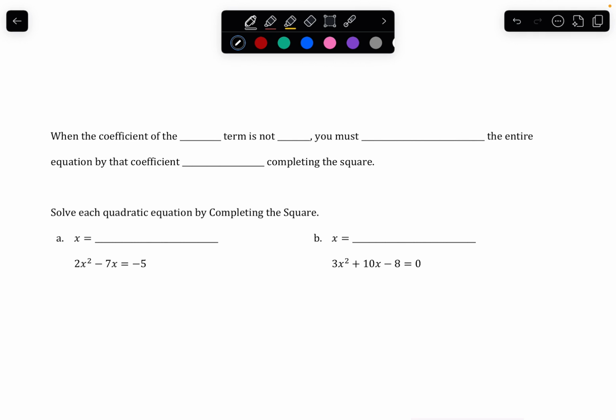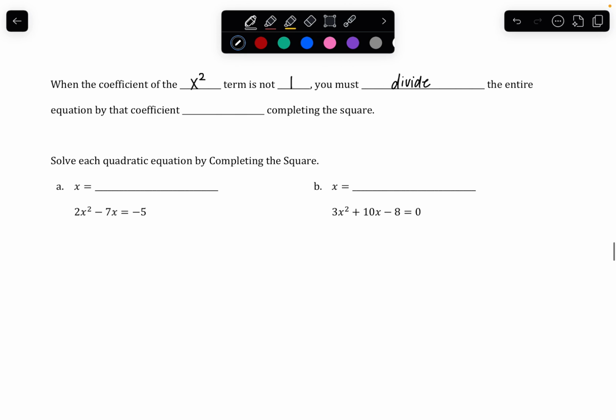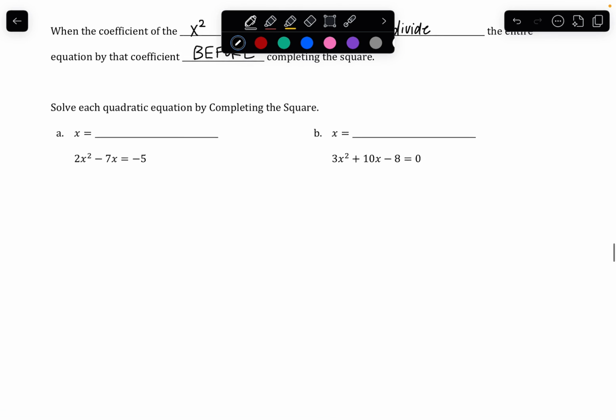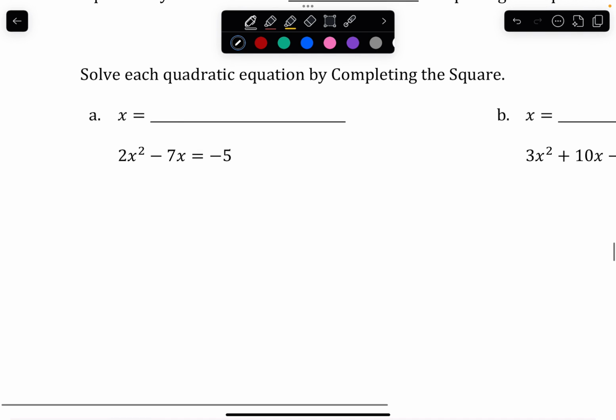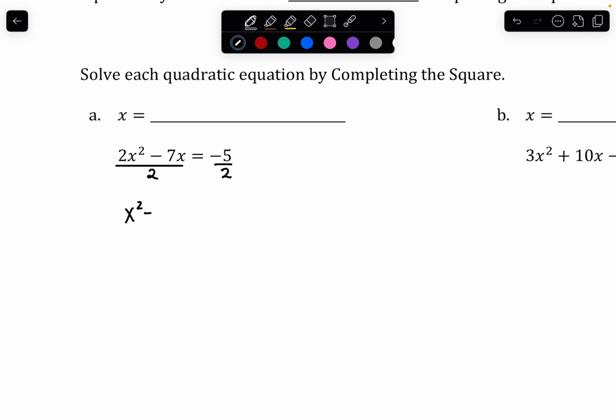Okay, and so when the coefficient of the x squared term, our a value, is not 1, you must divide the entire equation by that coefficient before completing the square. So in these next two examples, that's what we're going to have to do. And so here we're already set up with our constant on the other side. And so we just need to divide the entire equation by 2. It's going to leave some fractions, but they actually work out okay.